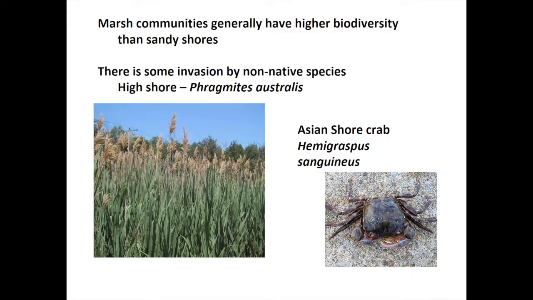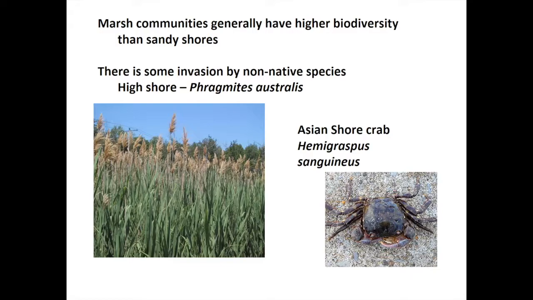Now, these communities are also being affected by non-native species. Again, high on the shore we talked about Phragmites australis, the reed grass that is from Europe. It can't tolerate very much salt, so we see it only high on the shore, but it is increasing in abundance and makes a huge amount of biomass.